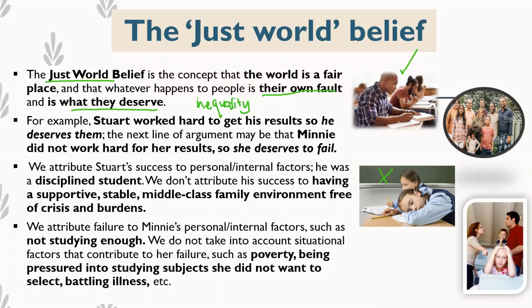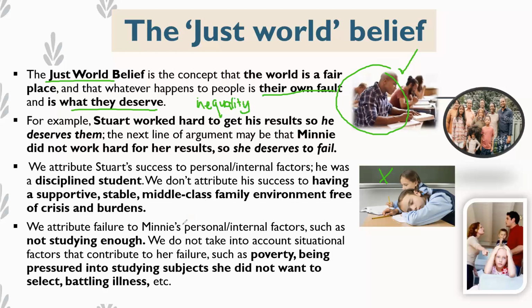A lot of the time when we make attributions using the just world belief, we tend to attribute people who do well to their personal factors. So Timothy did well because he is an all-rounded, very disciplined student. He works consistently. Minnie didn't do well because she didn't work hard. She wasn't consistent. And again, we're not acknowledging that maybe Minnie came from a more working class environment where her family didn't have enough money to buy her study guides or send her to tutoring or give her extra support.